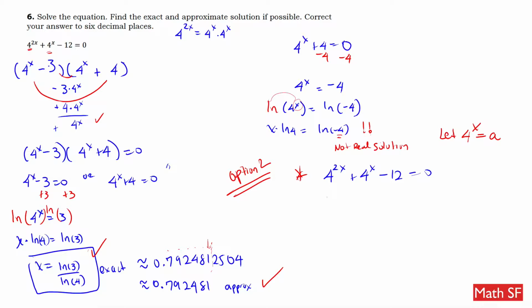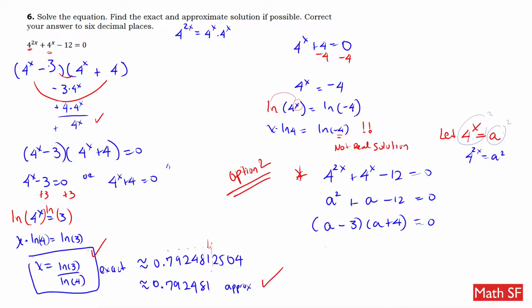So if you square each side here, you're pretty much getting 4 to the 2x equals a squared. So I'm going to replace the thing here. I'm going to see this is a squared plus a minus 12 equal to 0. And I'm going to factor this guy here. So it will be (a minus 3) times (a plus 4) after doing my trinomial trial and error.